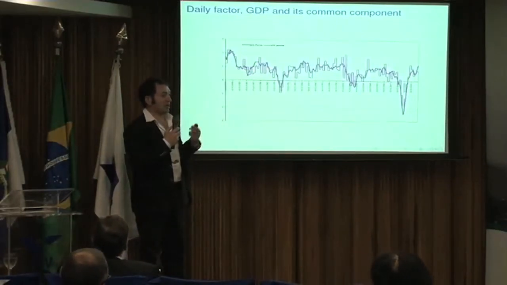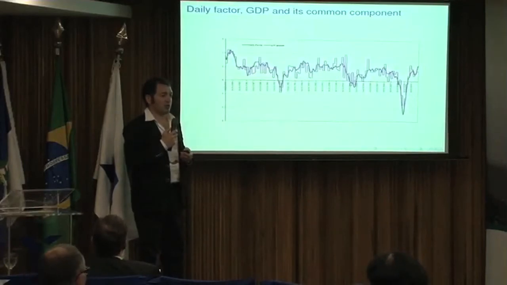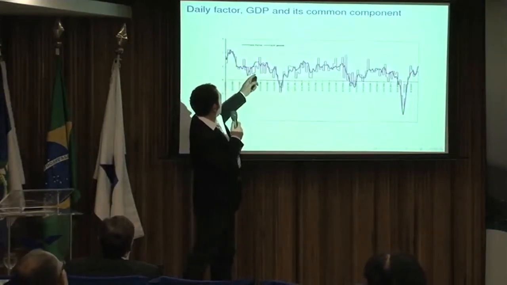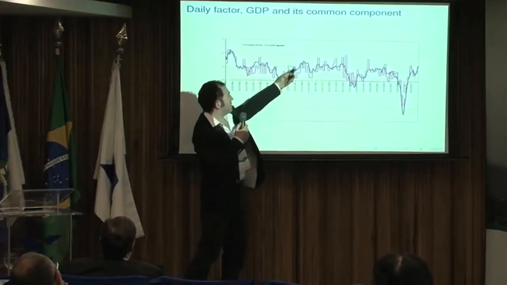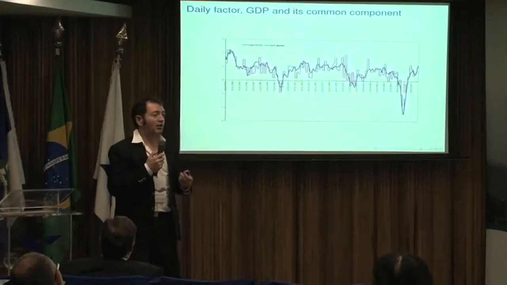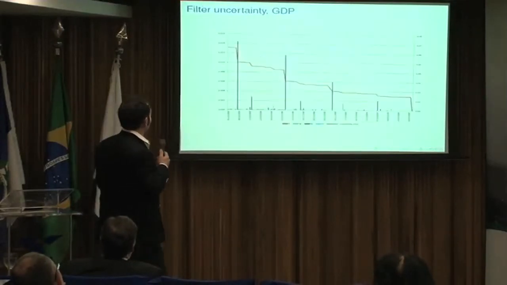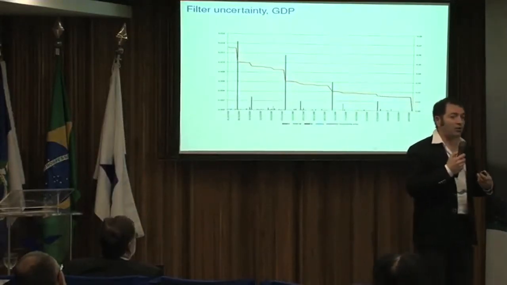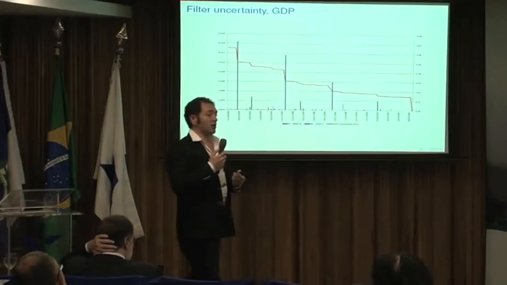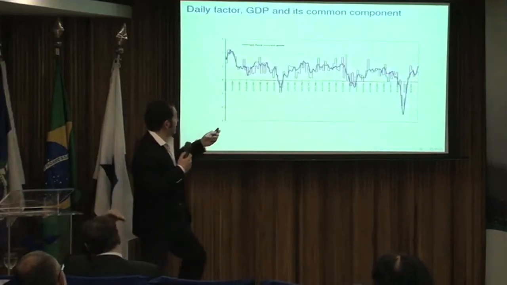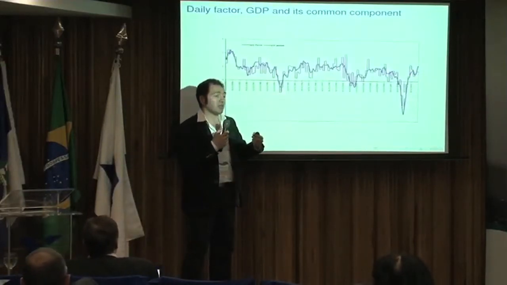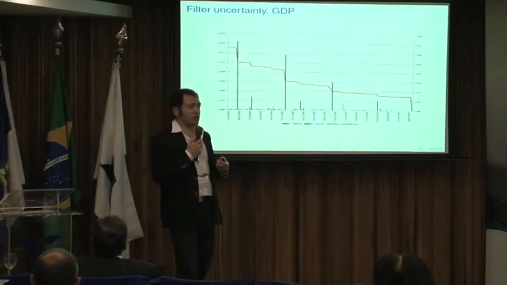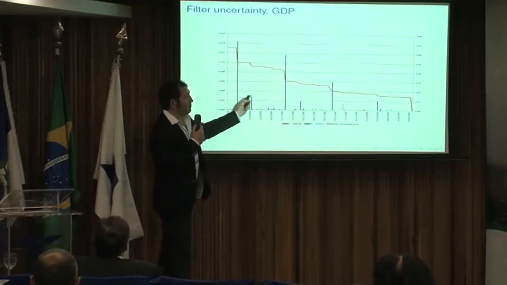We just put this data together and extract the common factors out of this data set. Then we project the GDP on this common factor. This is gross domestic product, while this smoother line here is the daily common factor. Every day you have a sort of measure of daily GDP. One thing you can do is look over time throughout the quarter and check how your estimate of this common factor improves. Every time new data arrives, you can get better and better estimates for your daily GDP. This can be measured by the filter uncertainty, and here is an example throughout the quarter.